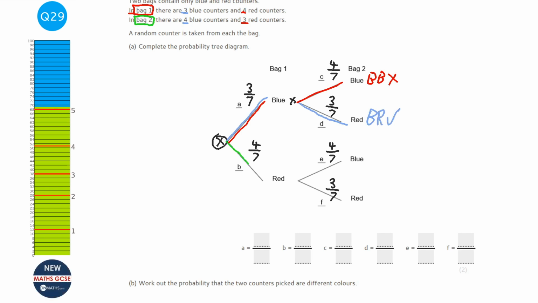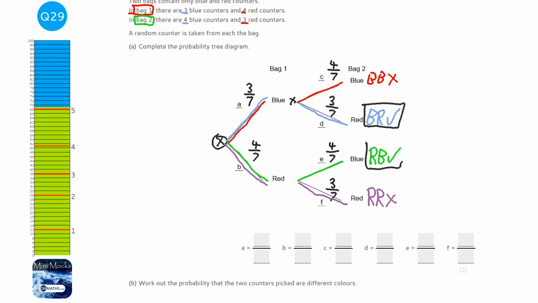Let's start going down here. So I pick a red from bag 1 and then a blue from bag 2. Well, that's the one we want. And let's try the last one. So a red from bag 1 and a red from bag 2. Well, they're not different colours. So it's these middle 2 we're interested in. It's that one and that one.